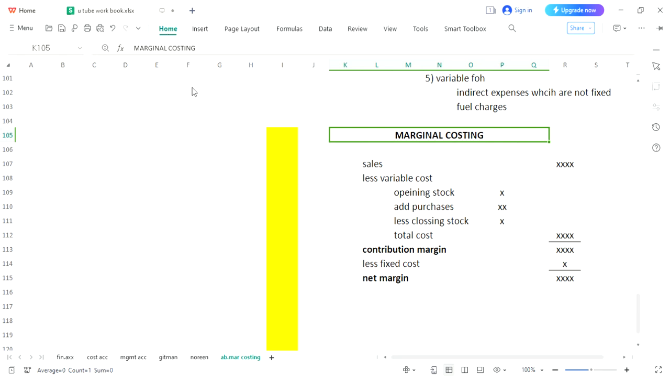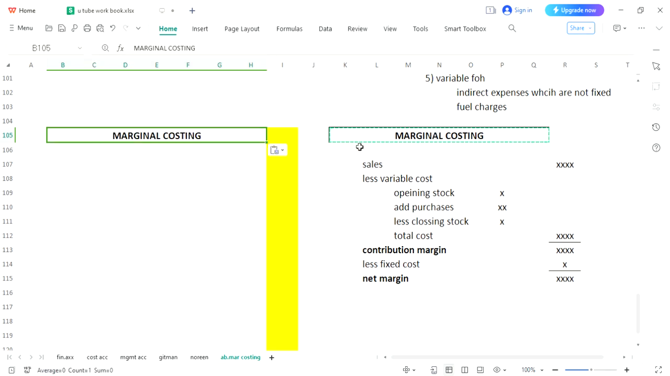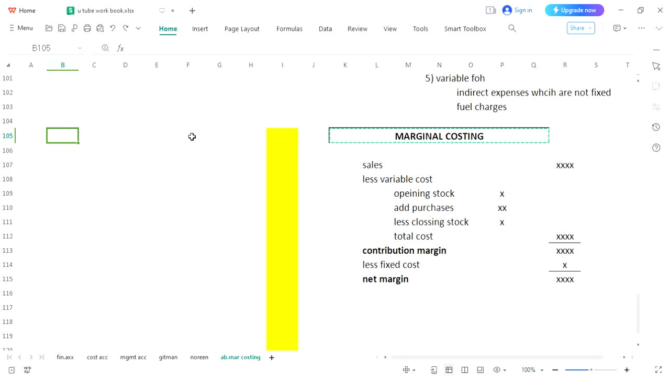This statement should be in your mind, because in this whole chapter we will be calculating absorption costing on this side and marginal costing on the other side. As we have understood this procedure and completed it, now we will see what we can do in absorption costing. This is our second procedure.